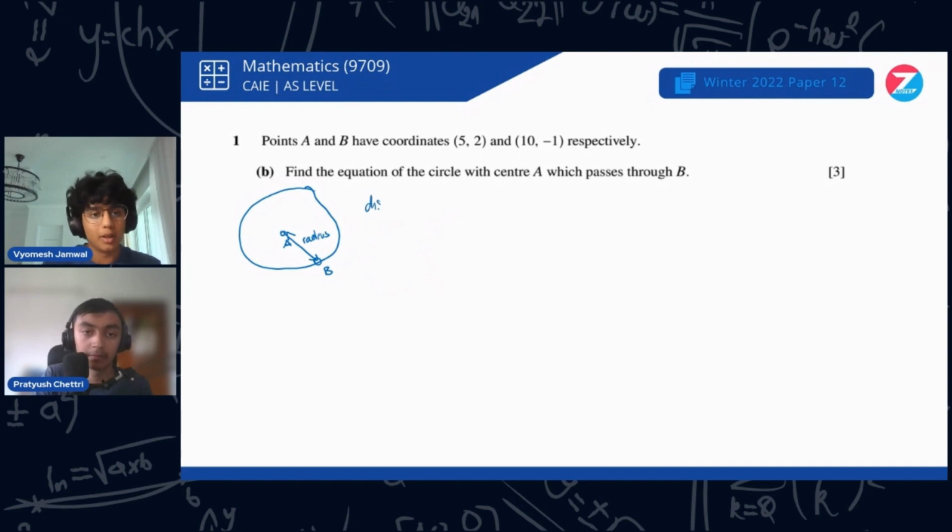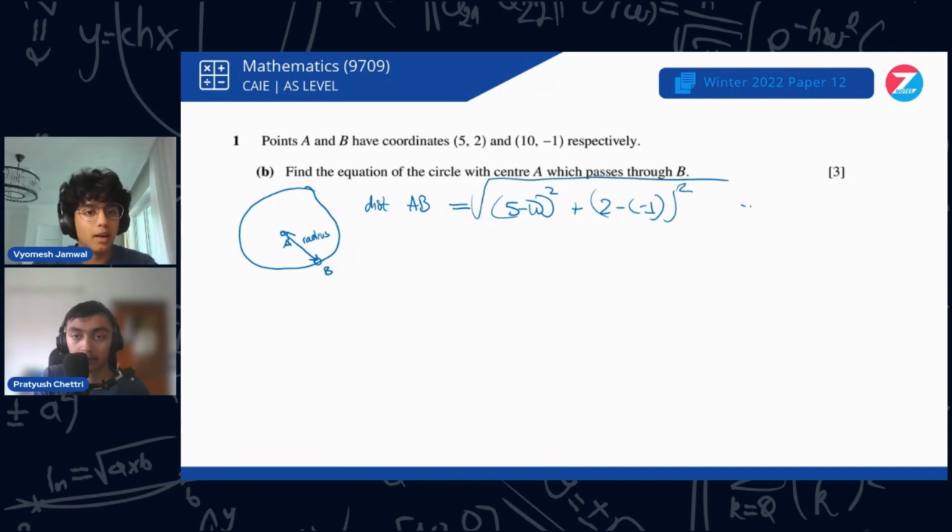So using the distance formula, it's just going to be 5 minus 10 squared plus 2 minus minus 1, which is 2 plus 1 squared. It's root. Should be the distance. And that would be equal to 5 minus 10, that's negative 5 squared, so that would be 25. 25 plus 9, which is 34. And root that. Yeah, exactly. And so now we've gotten the radius, right? So we could say that the radius squared is basically 34.